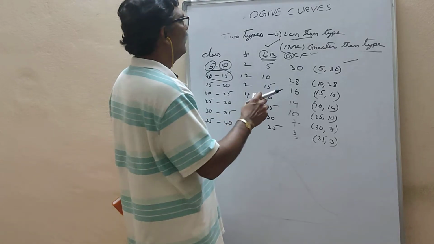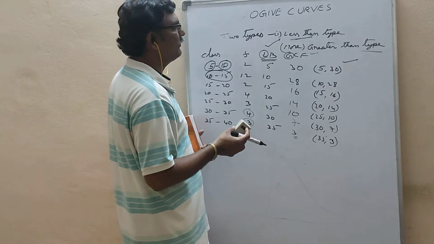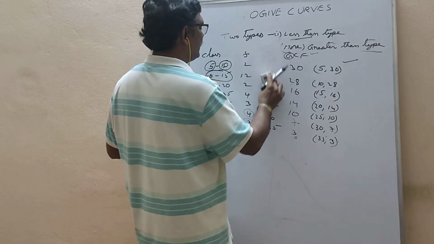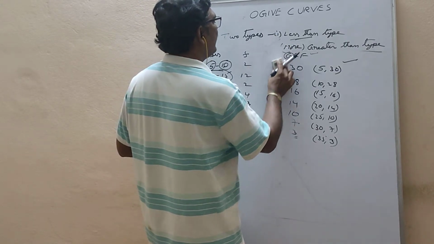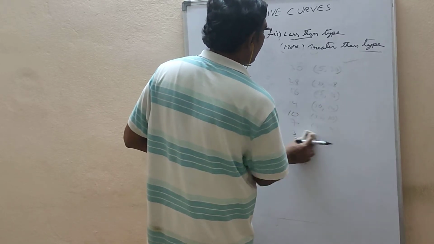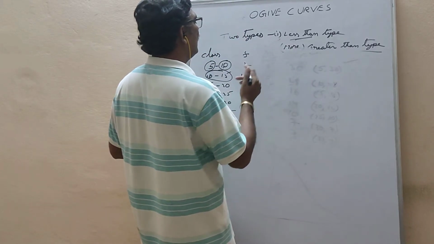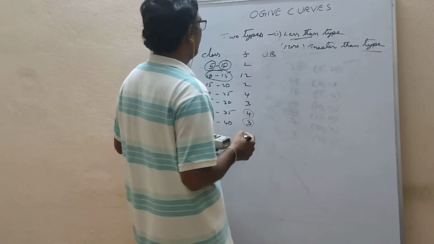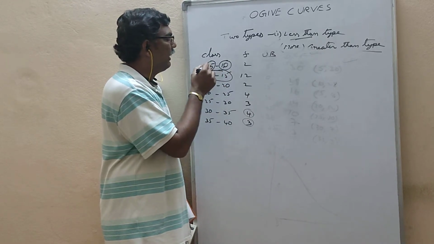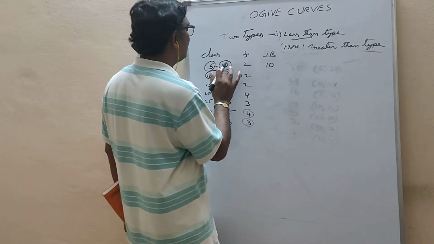Okay. Now we will go with LCF. For LCF, what you have to do is, instead of lower boundary, we should take upper boundary. Why you have to take? I will explain to you. So here, upper boundary. I said already, in the 5 to 10 class, 5 is the lower boundary, 10 is the upper boundary. So 10 is the upper boundary for this class.